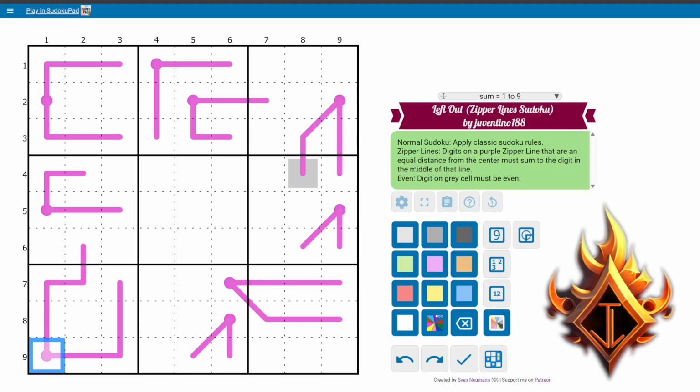And digits on this gray cell must be even. So if this is even, that is even. If it is odd, that is odd. Seems okay.